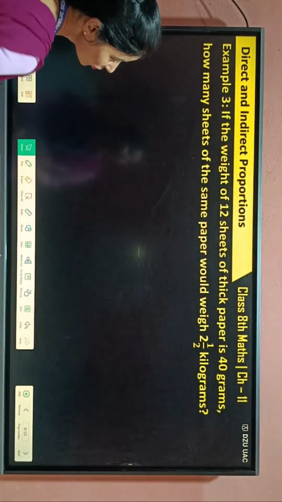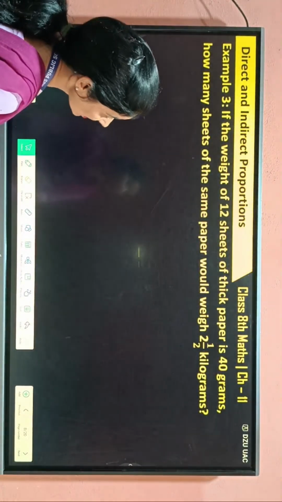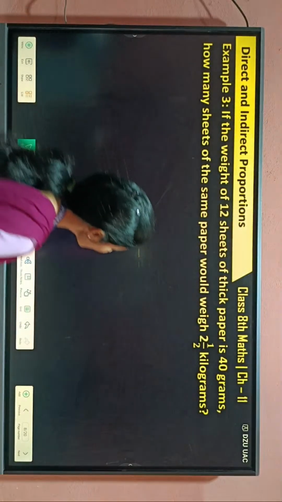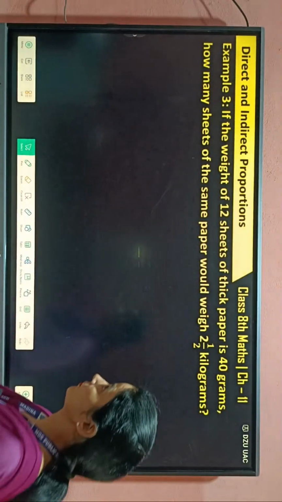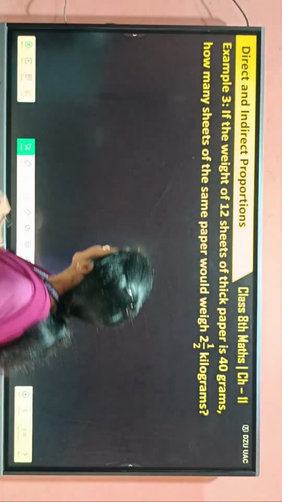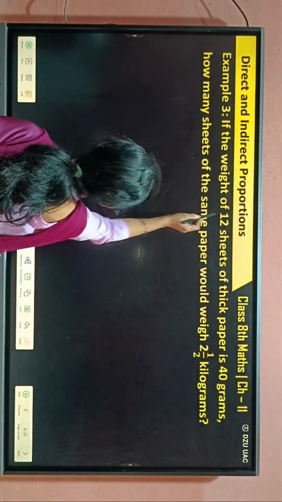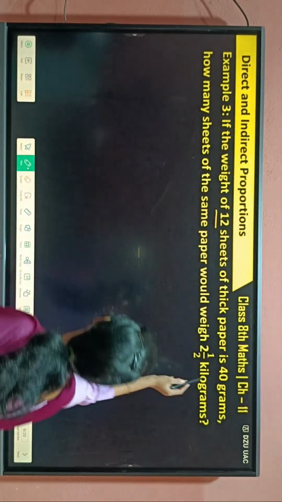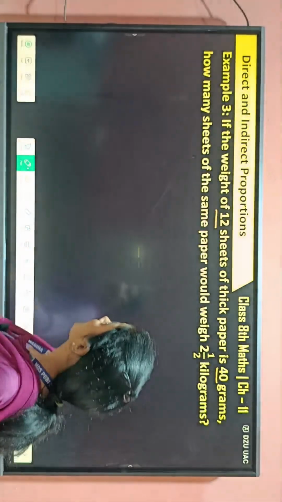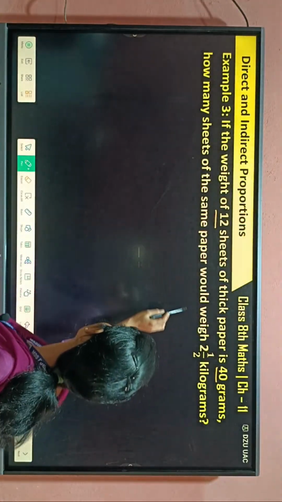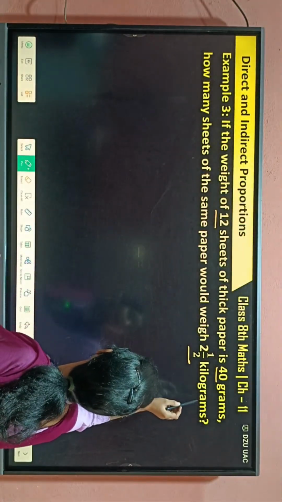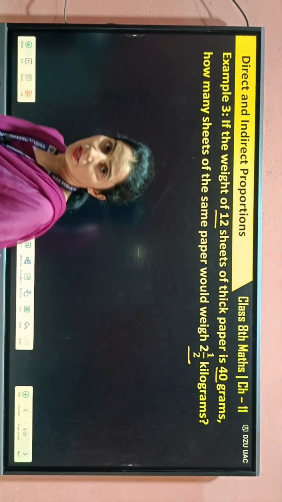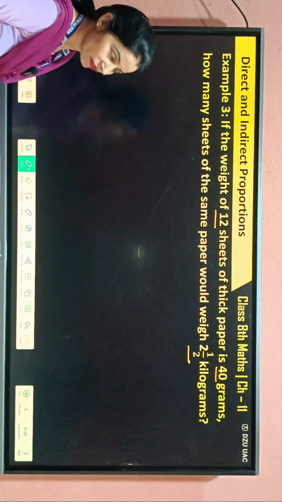If the weight of 12 sheets of thick paper is 40 gram, how many sheets of the same paper would weigh 2.5 kilograms? Now see, the weight of 12 sheets is 40 grams. More weight means more sheets are required. So this is a case of direct proportion.